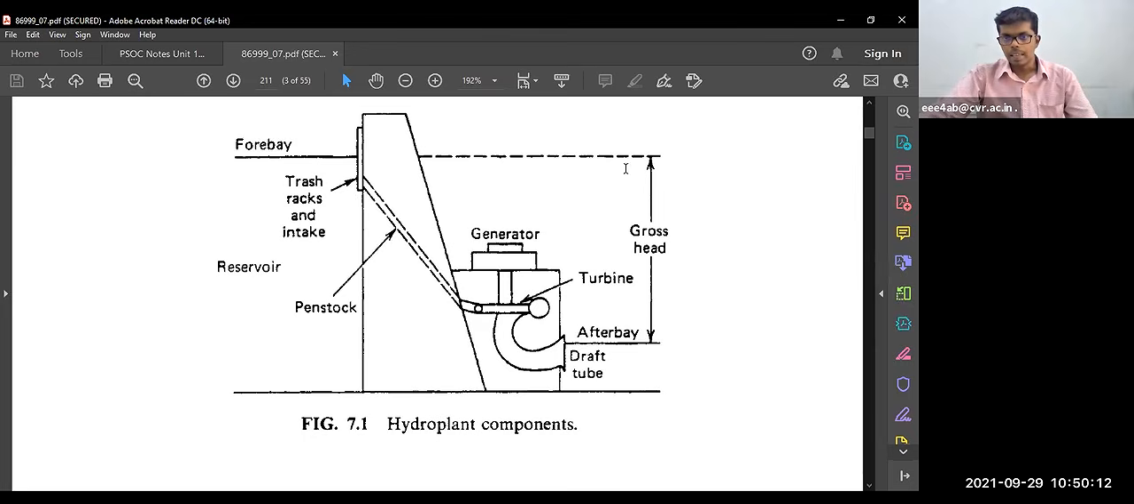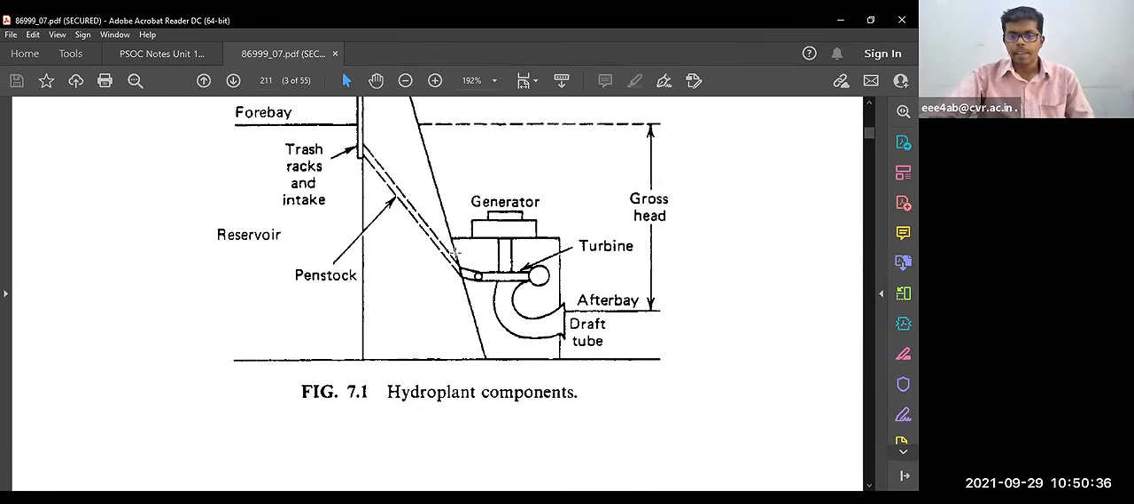This is the net gross head of the dam, this is the forebay, and these are the trash racks and intake. We have already seen this in the earlier classes, so we need not go into detail on these hydropower plant components. You have already studied them very well.